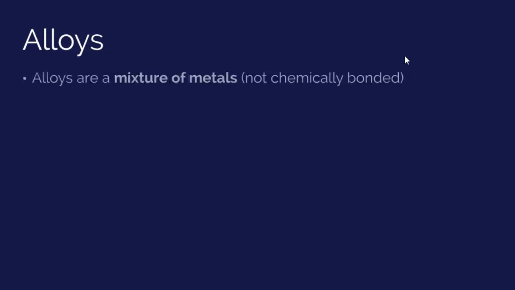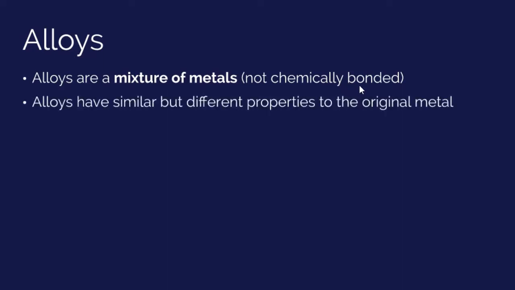And finally, we can talk about alloys. An alloy is a mixture of metals, but it's important to distinguish that it's a mixture and these metals are not actually chemically bonded. When we do that, we take properties of both different metals that we're combining, and we give our alloys new, sometimes improved properties over our metals.